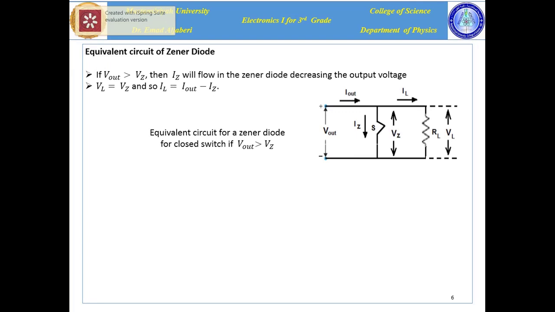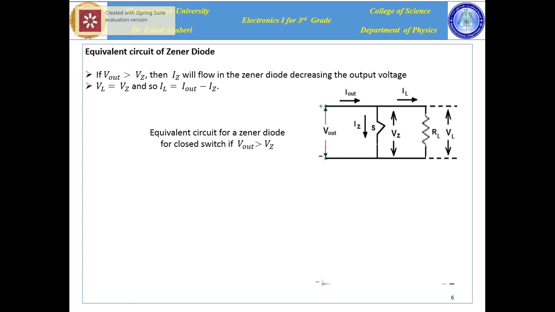The equivalent circuit of the Zener diode is shown in this figure. We have two cases. The first one: if the output is bigger than V sub Z, then the diode works as a closed switch to allow the current to flow through it to reduce the IL as well as V sub L. That means V sub L is equal to V sub Z and the IL is the difference between I out and I sub Z. This is the first case.